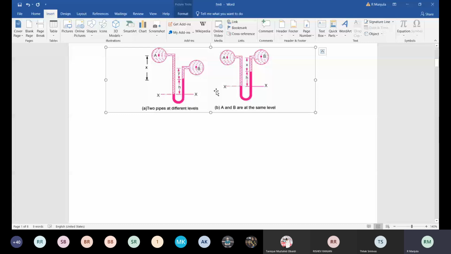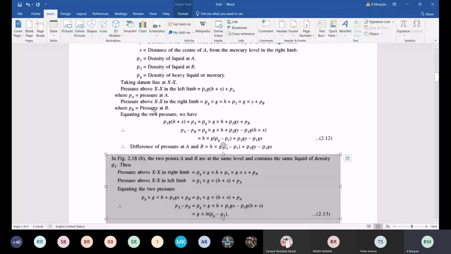So now you just equate these two pressures. So ρ1 G into H plus X plus PA equals ρg G into H plus ρ2 G Y plus PB. Now the unknown you want to find out is PA minus PB, the difference of pressure. Bring it on the left hand side, all other terms on the right hand side. Now you will be finding out the difference of pressure between A and B.